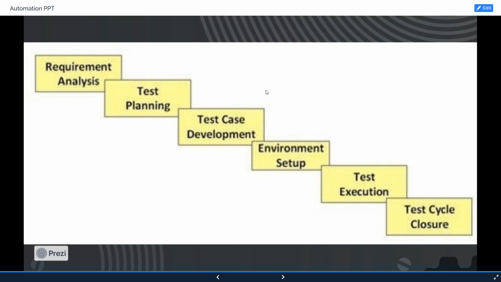Once the planning is done, they prepare the test cases based on the requirements and based on the design mock UIs or the wireframes that we receive. Once all that is done, we go for an environment setup. What I mean by environment setup is that the testing team is given a separate environment, which helps them to test the application.